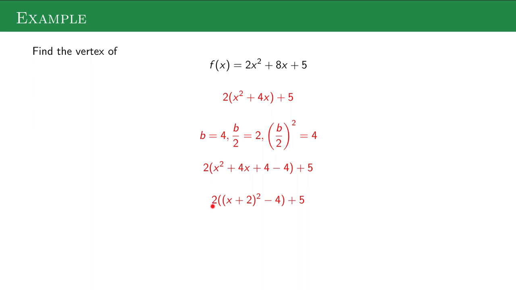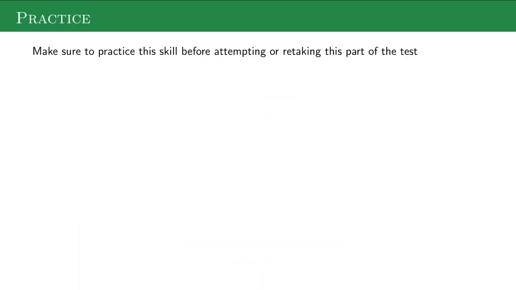Now it's just simplifying. This 2 needs to go back into my problem, so I distribute it in. I get 2 times the perfect square, and 2 times negative 4 is negative 8. And then I can combine those like terms at the back. And now I just got shifted left 2, down 3, and that gives me my vertex. All right, this is one of the ways to find the vertex of a quadratic.